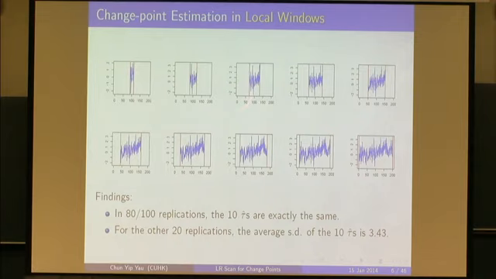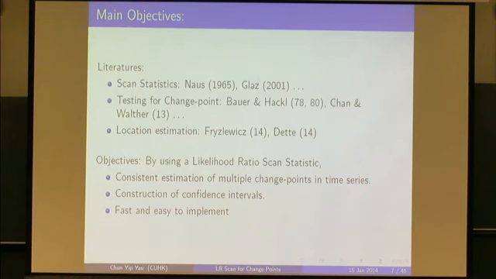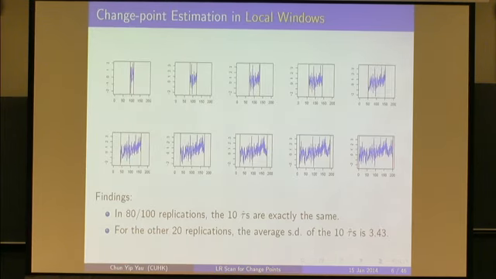I do this 100 times, and for each time series I have 10 estimates of the change point. In 80 of these 100 time series, the 10 estimated change points are exactly the same. Even in the 20 cases where they are not all the same, the standard deviation of those 10 estimated change points is only 3, which is very small. So this motivates that we only need to use very local data to locate the change point if we are going to estimate the change point.